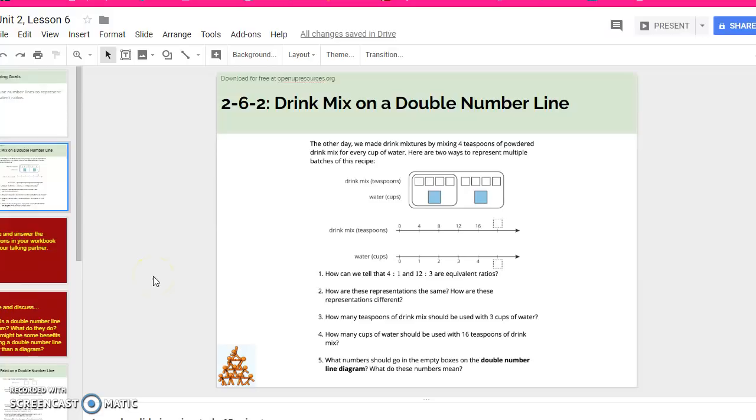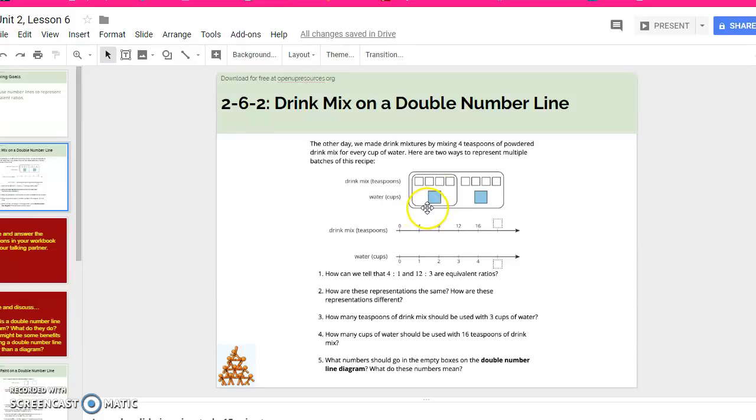So the other day, which was probably Monday, I think, we made a powdered drink, or a mixture of powdered drink mix and water. We made lemonade, ultimately. And to make our lemonade, we used 4 teaspoons of drink mix and 1 cup of water. So that is that picture, that diagram right there.